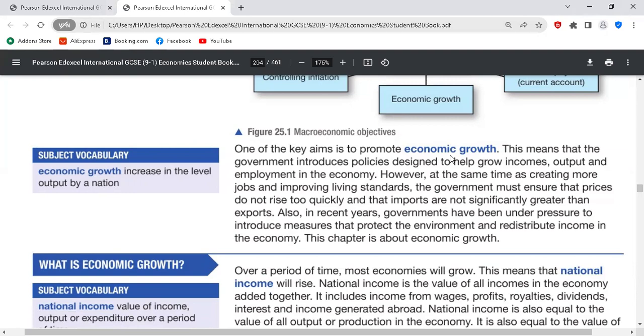So, for economic growth, the government wants to ensure that the national income is increasing, employment is increasing, output is increasing. For this to happen, government must come up with policies to make sure it happens. And as soon as these things happen, it means that resources will be used. So for resources not to be used up, government will come up with policies that would reduce the use of resources. And also, government will come up with policies that would reduce the gap between the rich and the poor. That is redistribution of income. So these are what government economic growth is all about.